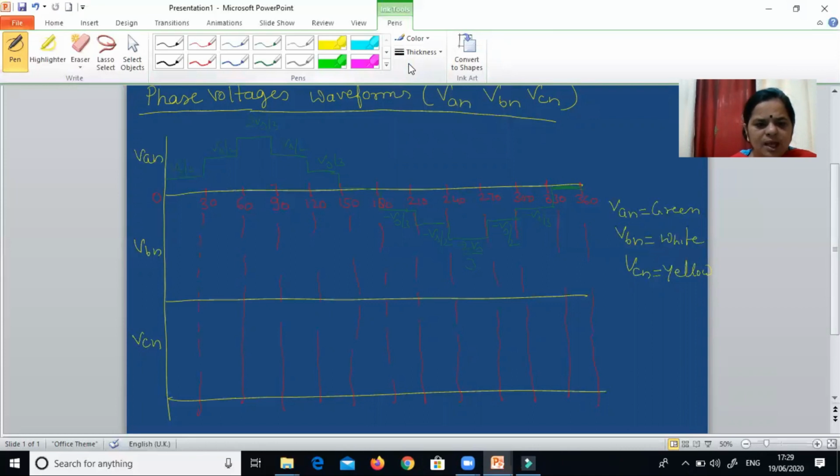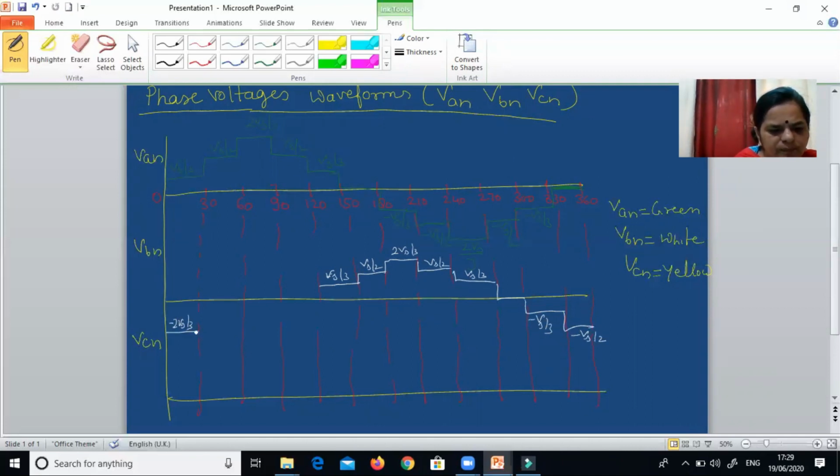Now if I plot VBN, that I am plotting in white color, this is Vs by 3, then Vs by 2, then 2 Vs by 3, then Vs by 2, then Vs by 3, 0, minus Vs by 3, minus Vs by 2, minus 2Vs by 3, then minus Vs by 2, then minus Vs by 3 and 0. So this is what we are going to get for VBN.